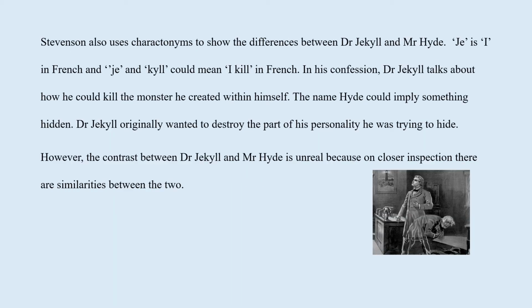Stevenson also uses character names to show the differences between Dr. Jekyll and Mr. Hyde. Je is I in French, and je and kill could mean I kill in French. In his confession, Dr. Jekyll talks about how he could kill the monster he created within himself. The name Hyde could imply something hidden. Dr. Jekyll originally wanted to destroy the part of his personality he was trying to hide.